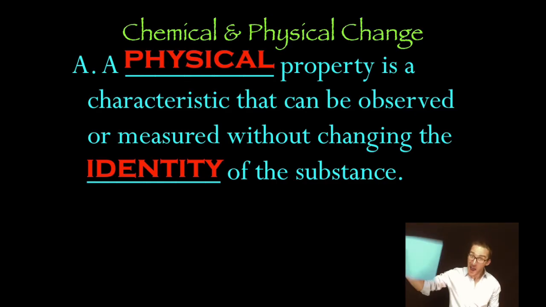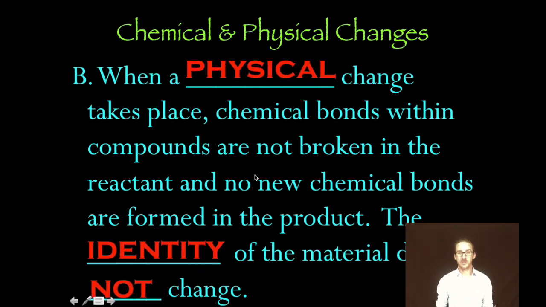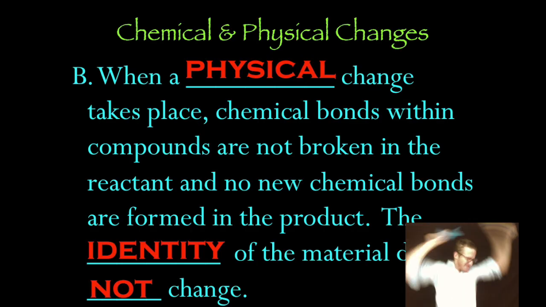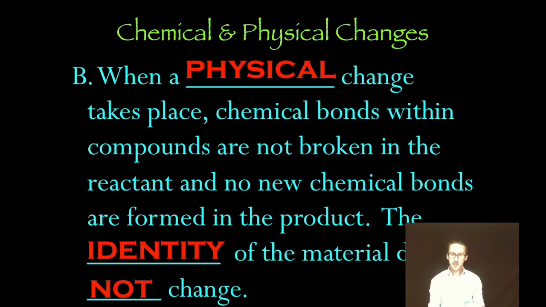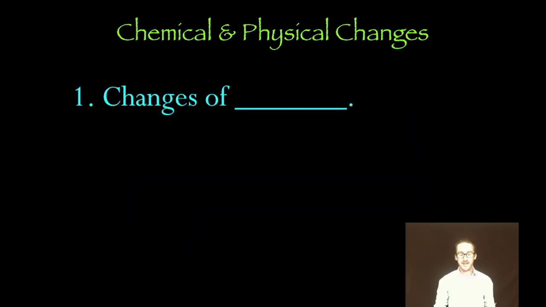Blue. Now let's talk about physical changes. When a physical change takes place, chemical bonds are not broken in the reactant and no new chemical bonds are formed in the product. The identity of the material does not change. It's still paper. It might be in two different pieces and it might be a little crumpled up, but it's still paper. Physical change. Now, a couple great examples of physical changes include changes of state, or phase changes.